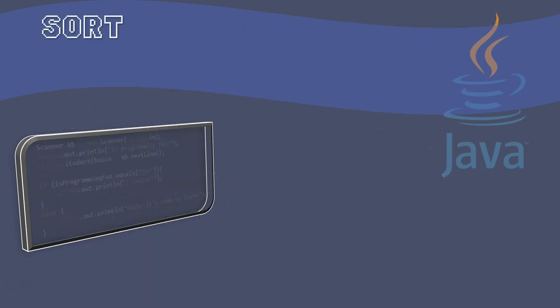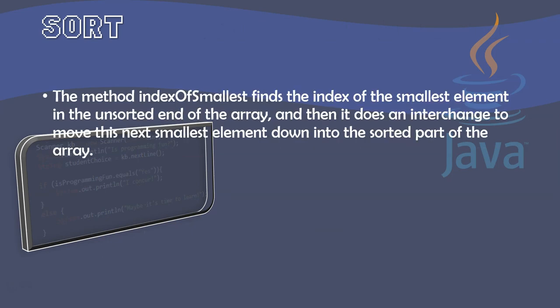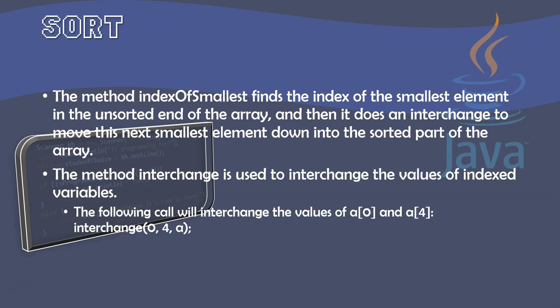So this goes back to our conversation on sort. The method indexOfSmallest would find the index of the smallest element in the unsorted end of the array, and then it does an interchange to move this next smallest element down into the sorted part of the array. The method interchange is another method in our sort that is going to interchange the values of index variables. For example, the following call will interchange the values of A of 0 and A of 4: interchange(0, 4, A). A, of course, again referring back to that array.